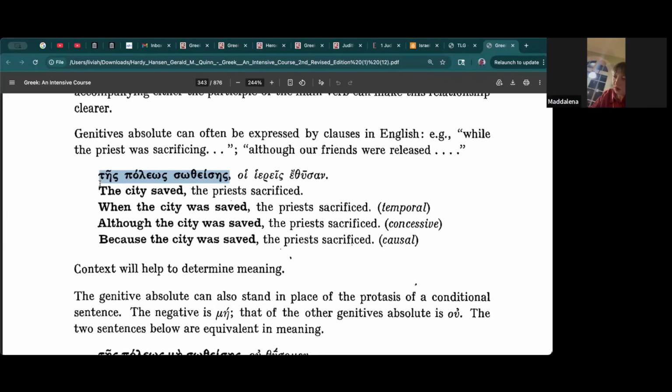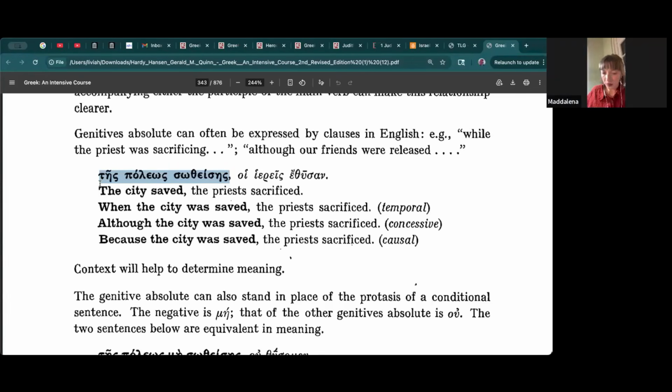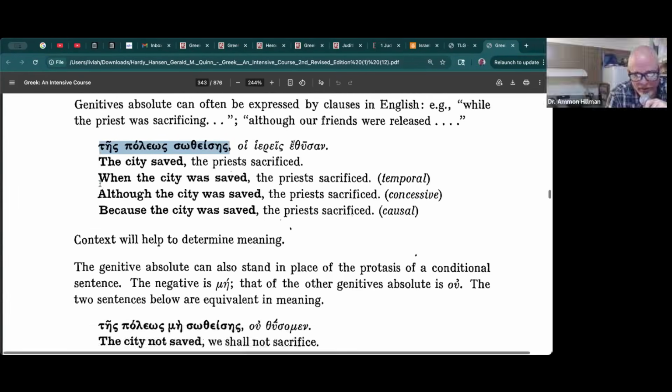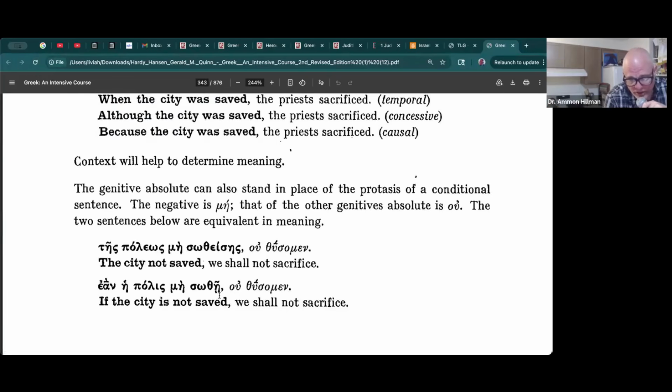The genitive absolute can express temporal, causal, and concessive forms. It's trying to tell you, right? This is trying to say, look, the genitive absolute is there to better determine the context. It's so strong, it can substitute for a protasis of a conditional. You can just slam one into the protasis of a conditional, right?